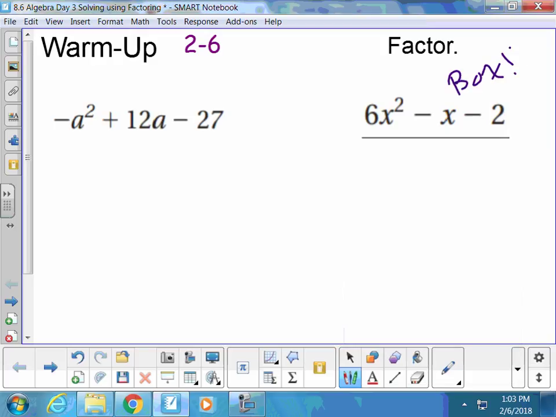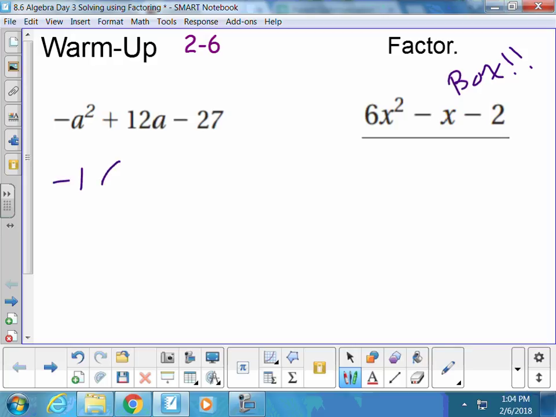This problem here is a little bit tricky. Did anybody come up with any ideas on how to deal with it? It's not really box method. I guess the box method might work. Any ideas in the crowd? You actually want to divide out a -1 to start, because having a negative out front of your leading coefficient is just super yucky and awkward.